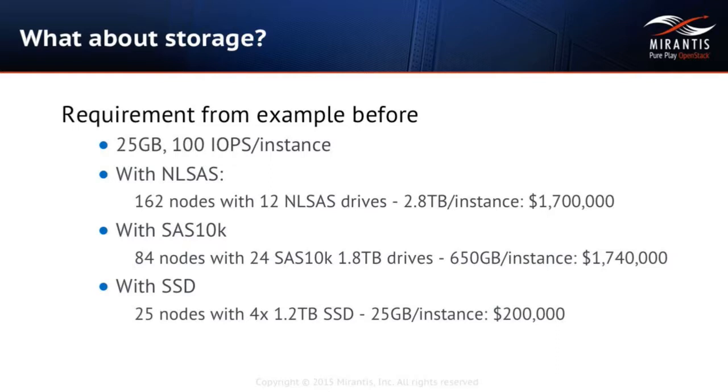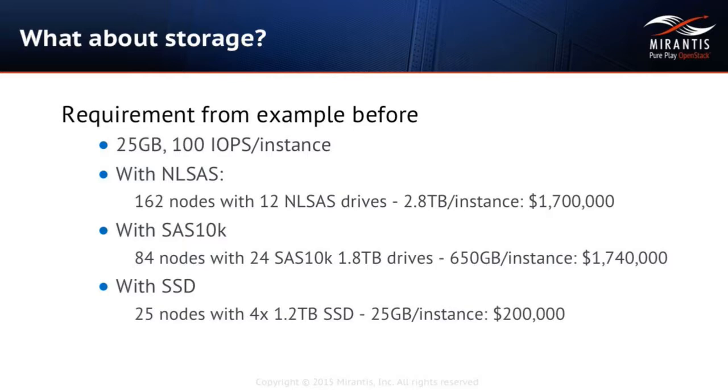So about storage, and this is a really interesting takeaway. Requirement from the same example, we have 100 IOPS per instance and 25 gigabytes per instance. This is still with the same 1,300 instances. With nearline SAS 8 terabyte drives, you need 162 nodes with 12 nearline SAS drives. And the problem really is that you cannot hit your performance target or not even come close with a small number of spindles.